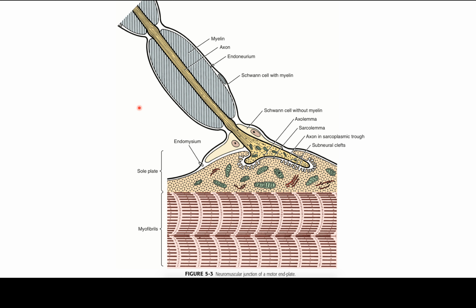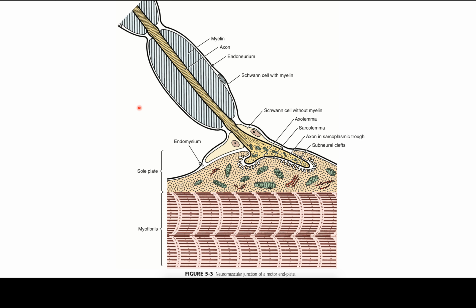The endoneurium of the nerve and the endomysium of the muscle cell are continuous outside this trough. Inside the trough, the axolemma and sarcolemma are juxtaposed. The axon terminal contains numerous mitochondria and synaptic vesicles, the latter the source of the neurotransmitter substance acetylcholine. The sarcoplasmic trough is located on an area of the muscle cell membrane at which the sarcoplasm has accumulated. This is called the sole plate and abounds with muscle cell nuclei and mitochondria.